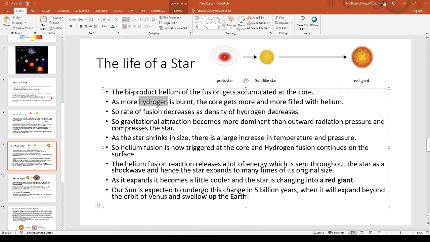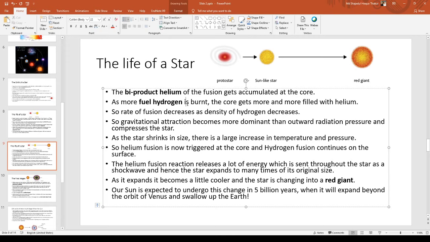The fuel was hydrogen, and the byproduct was helium. Right? You need to remember this very clearly. In a main sequence star, the byproduct is helium, and the fuel is hydrogen. That is, nuclear fusion of hydrogen is occurring. So hydrogen fusion is occurring in a main sequence star, and it is producing more and more helium.